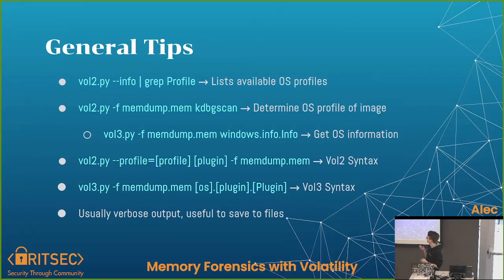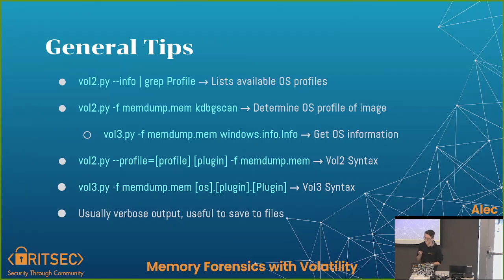And for Volatility 3, you can get basic operating information using the info plugin. In terms of general syntax, they're similar but a little bit different. With Volatility 2, you specify your profile and then the plugin you want to use and then your memory file. In Volatility 3, you specify the file first, and then the syntax for the plugins is the operating system, so either windows, linux, or mac, in lowercase, and then the plugin in camel case. I'm not exactly sure why they did it that way, but that's how that syntax works.